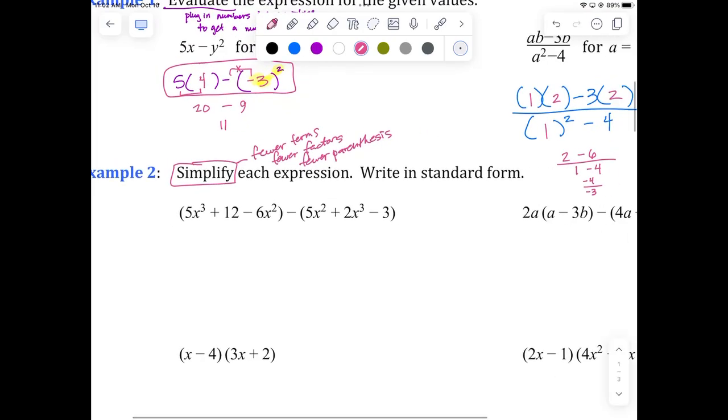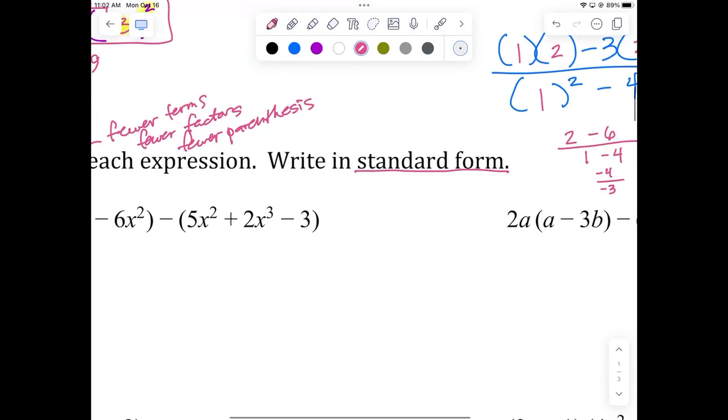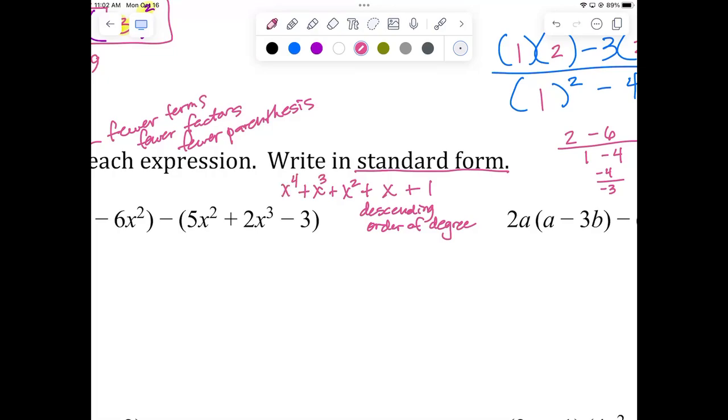Now, it says to write it in standard form. You remember what standard form is? Standard form is like this. It's like x squared plus x plus 1. It's descending order of degree. We just had that on our test. I gave you the version of a parabola that's in standard form. But you can also have an x cubed term. You can have an x to the 4th term. That's fine, as long as it's written in descending order of degree. That's what standard form means.